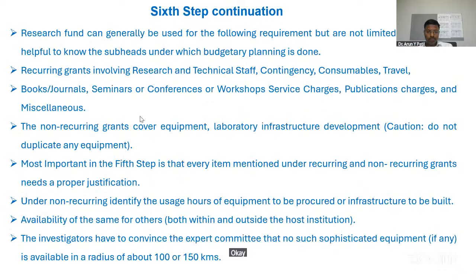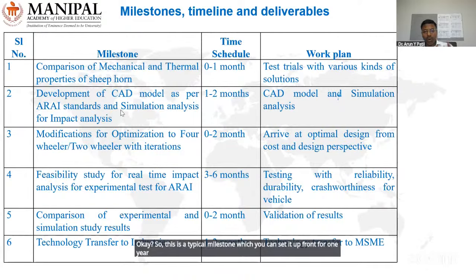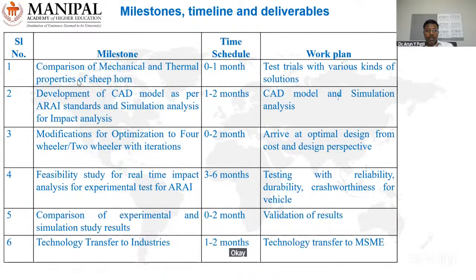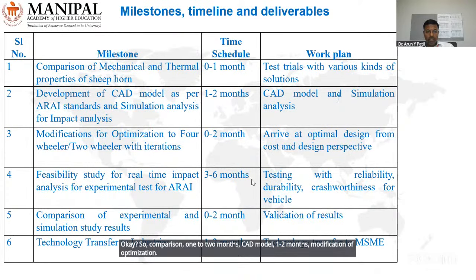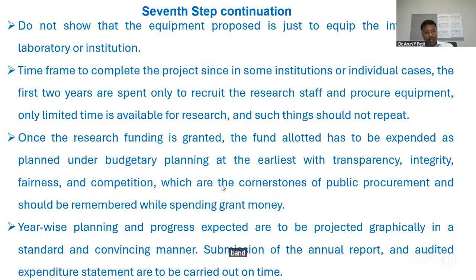Okay. So this is a typical milestone which you can set up front for 1 year or 2 years or 3 years, depending on the requirements. Okay. So comparison 1 to 2 months, CAD model 1 to 2 months, modification and optimization 2 months, feasibility and real time testing 3 to 6 months at ARAI. So all these things, depending on your bandwidth, you can give.